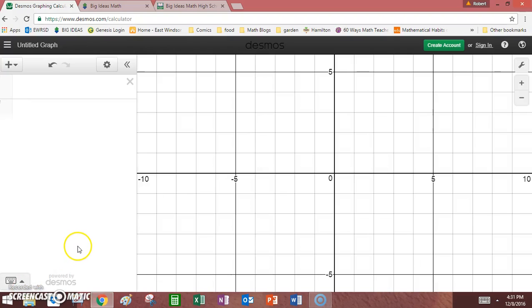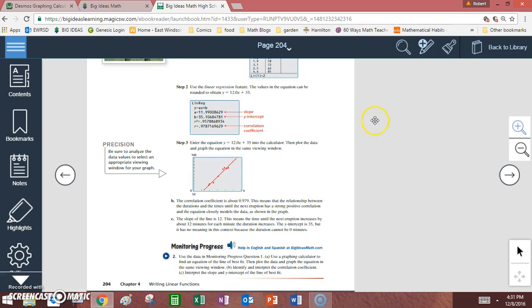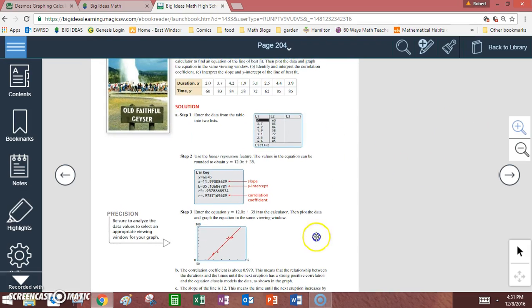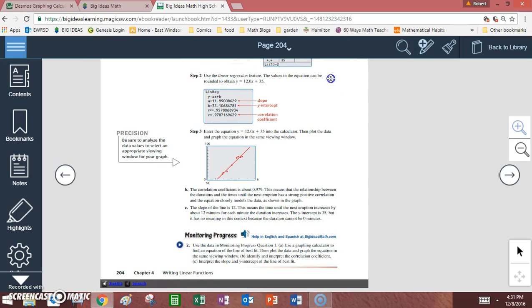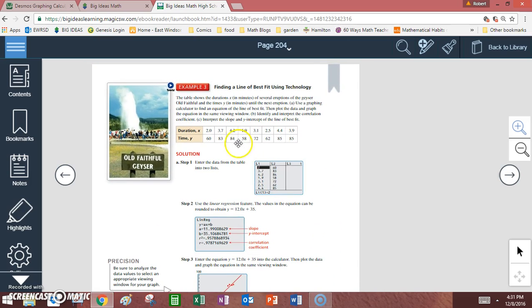Hi everybody. What I'm going to be showing you today is how to calculate residuals, line of best fit, those sorts of things through Desmos. We're going to be using example 3 in chapter 4, this Old Faithful one.